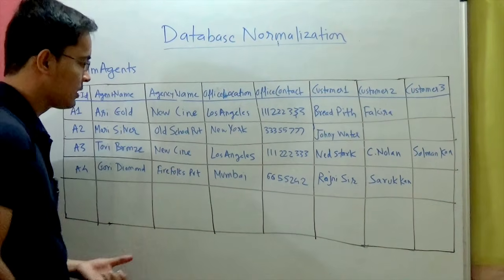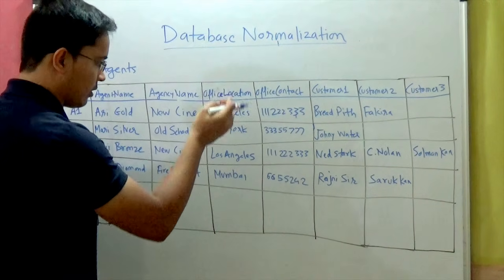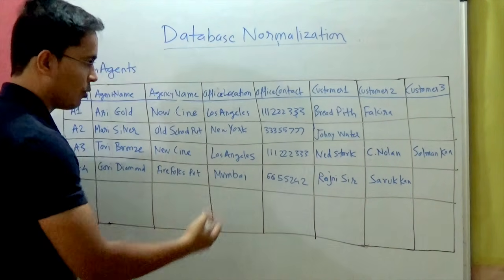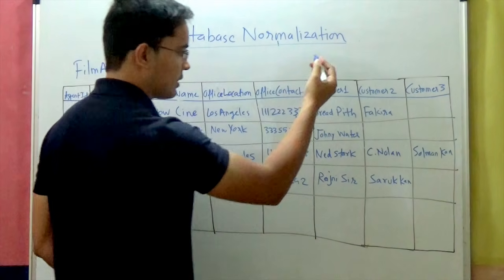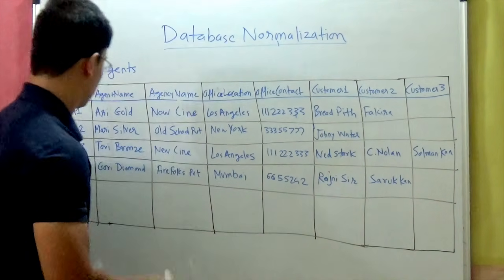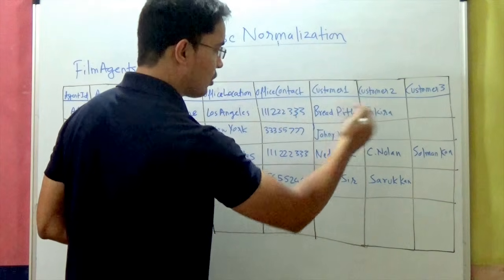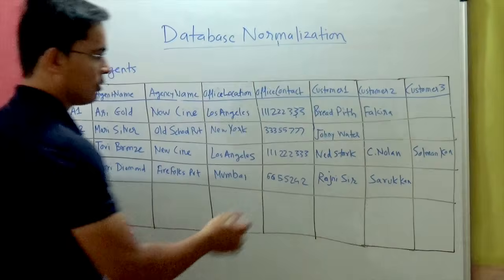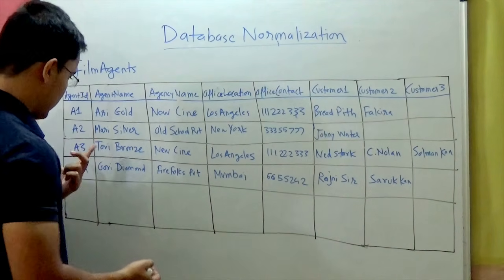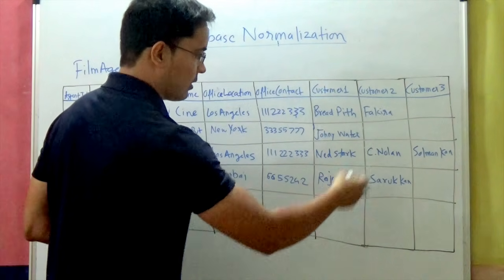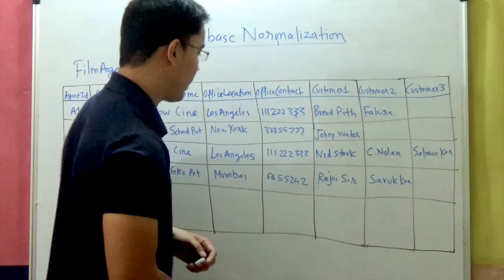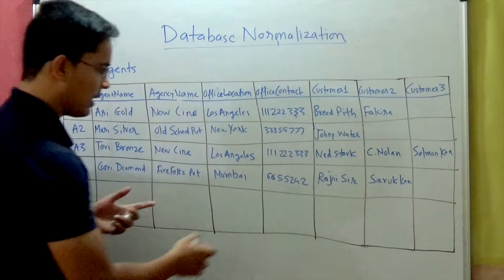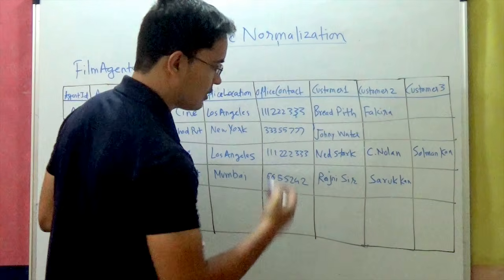They are from certain agencies. The agencies are located in Los Angeles, New York, Los Angeles, and Mumbai. There are some contact numbers, and they have customers. So this agent has two customers, Brad Pitt and Fakira. Mari Silver has only Johnny Water. Tori Bronze has Ned Stark, C. Nolan, and Solman Khan. And Gori Diamond has two, Rajani Sir and Saruk Khan.